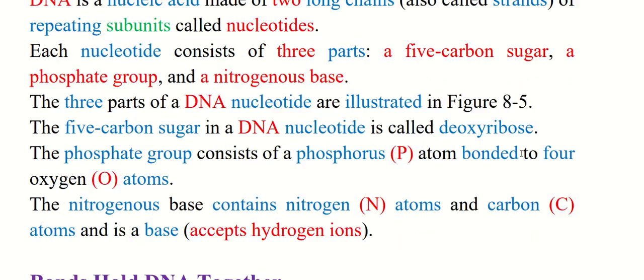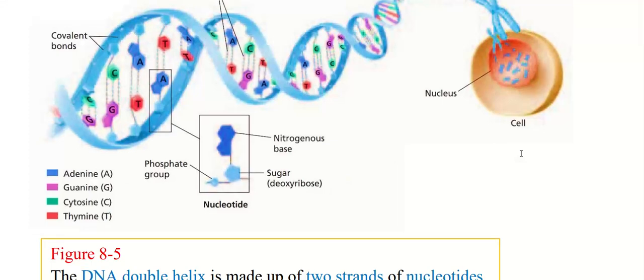are illustrated in Figure 8.5. Let's go to Figure 8.5. Do you see this nucleotide? This is a repeating nucleotide. So we have the nitrogenous base. This is the nitrogenous base, this is the five-carbon sugar, and this is the phosphate group. This is the nucleotide.